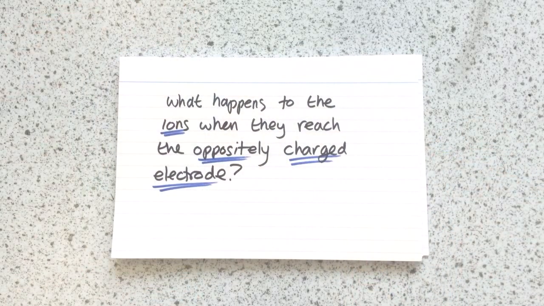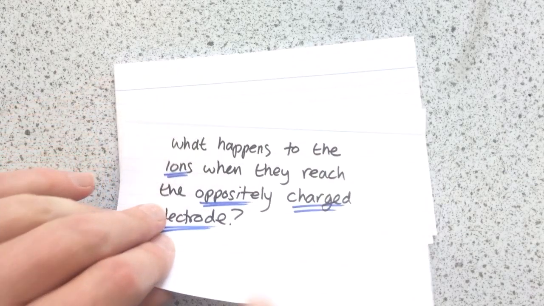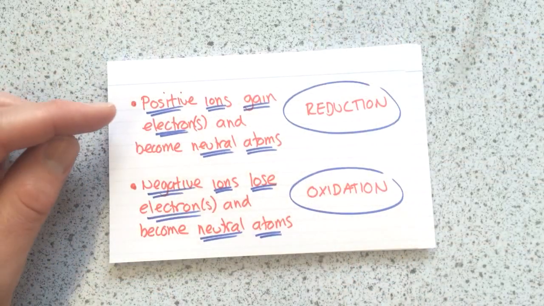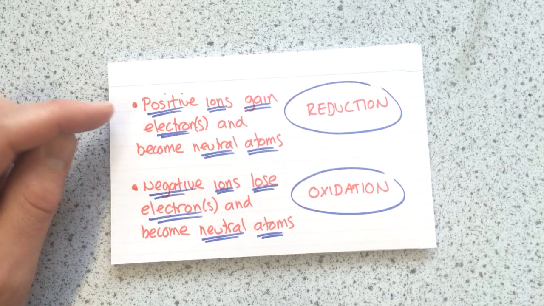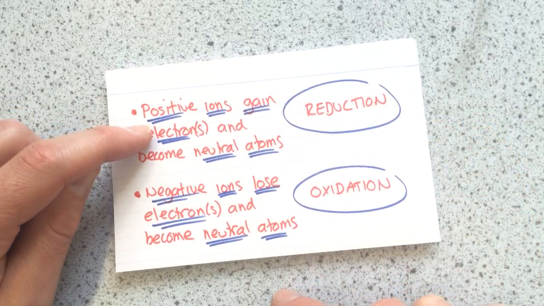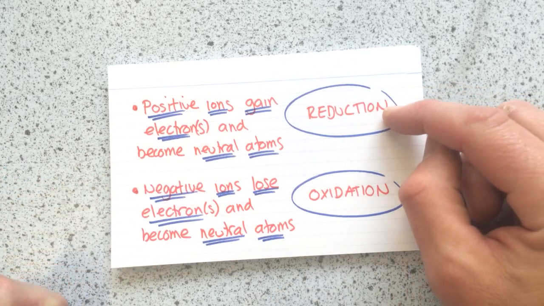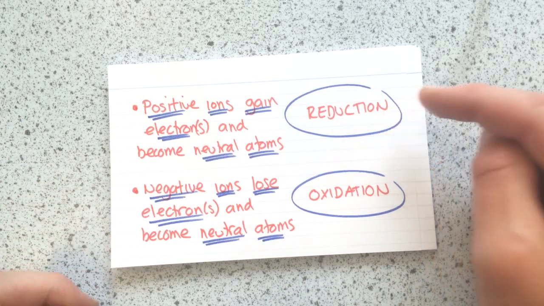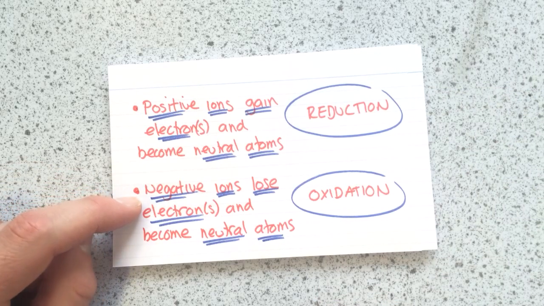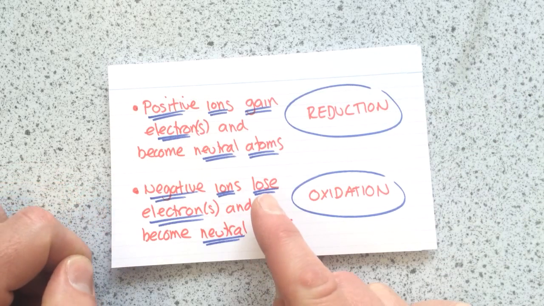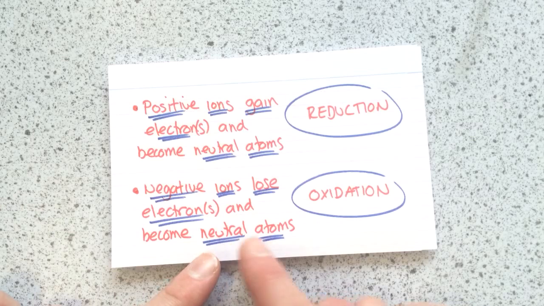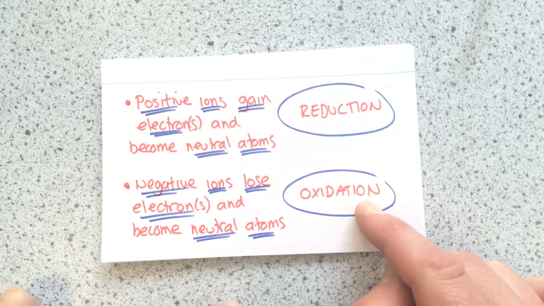So a bit more detail now. What happens to the ions when they reach the oppositely charged electrode? The positively charged ions are going to gain electrons and turn into neutral atoms. This process is called reduction. And the negatively charged ions are going to lose electrons and become neutral atoms. This process is called oxidation.